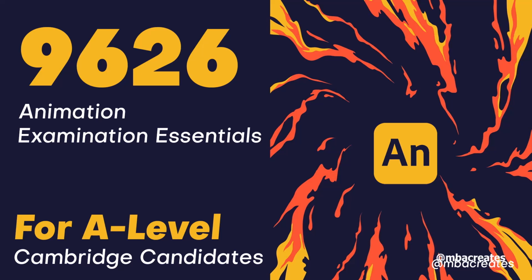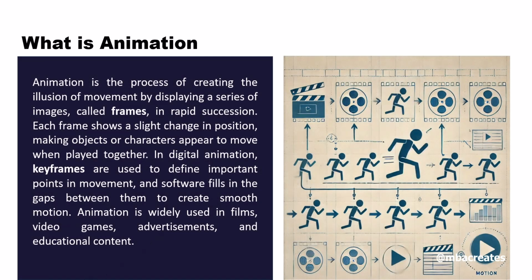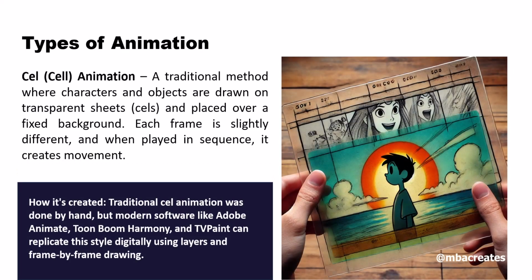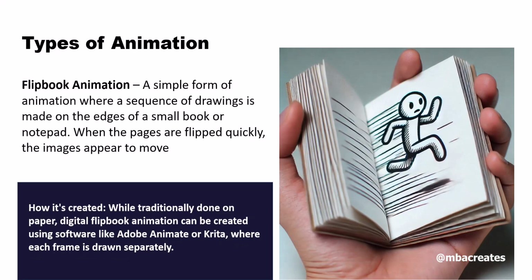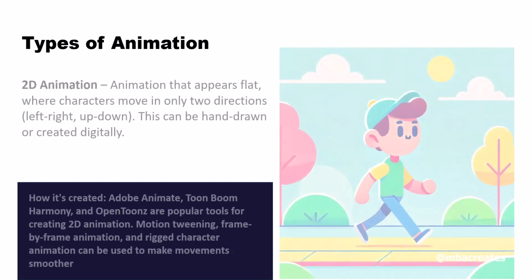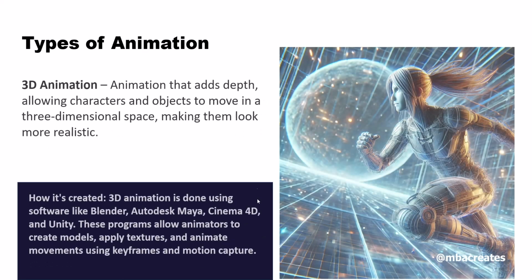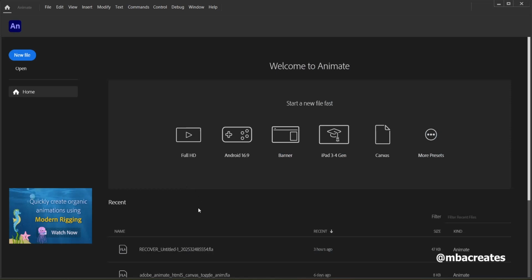So before we do anything practical, I've provided some definitions you will need, which includes the definition of what animation is and the types of animations that we have. These include cell animation, stop animation, time-lapse, flipbook. We also have CGI, which is computer generated imagery. Then we have 2D, and finally we have 3D animation. So you can look their definitions up and how they are created in the PowerPoint presentation I've attached to the video's description.